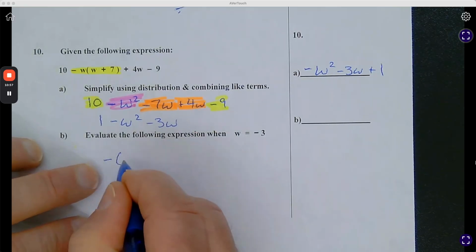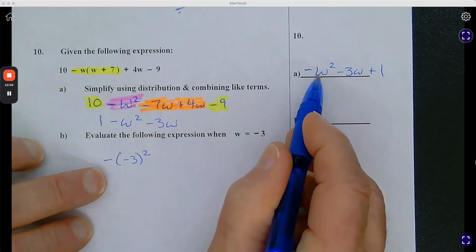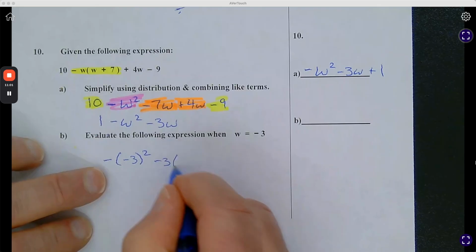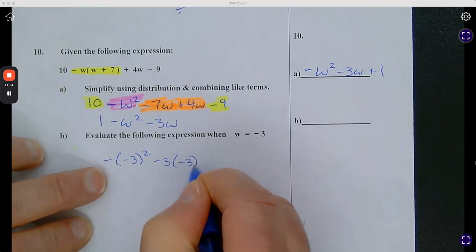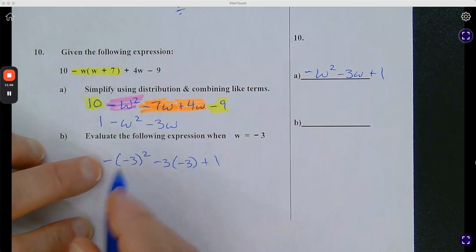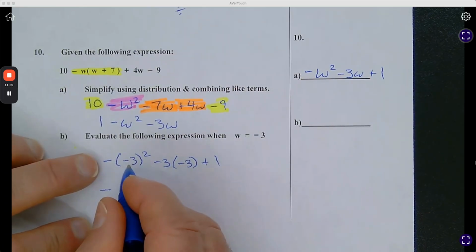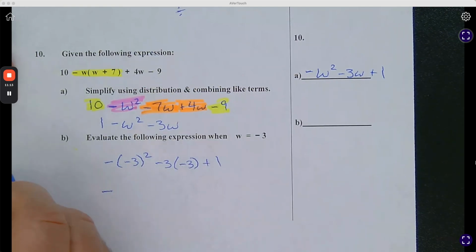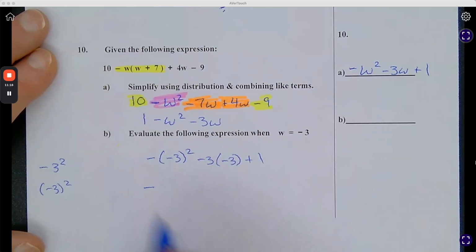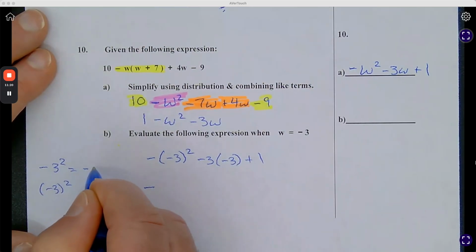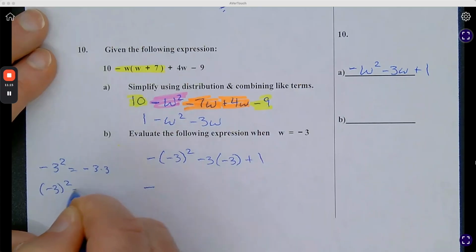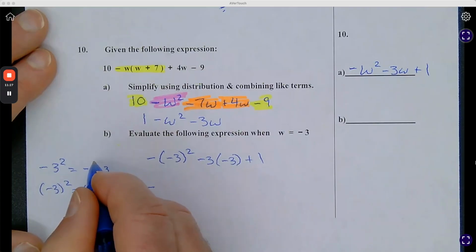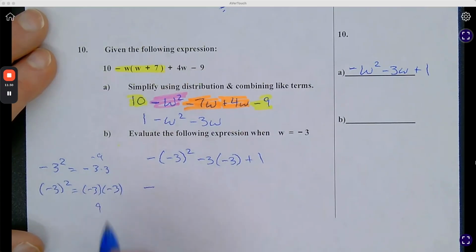Now I'm going to let W be negative 3. So negative W squared is negative (negative 3) squared, right? Minus 3. There's a lot of negative 3s, yeah? Times negative 3 plus 1. That negative comes down. Negative 3 squared is negative 3 times negative 3 because it's in parentheses. You really got to see the difference between these two things. It's really important. This is the negative of 3 times 3. This is negative 3 times negative 3.